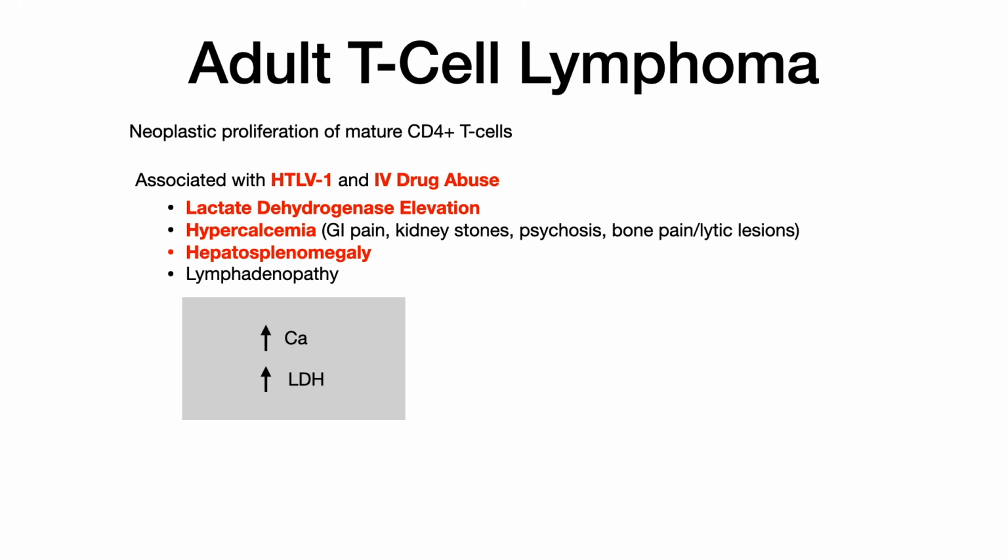On your exam, if the test writer is going to give you a vignette or a presentation with adult T-cell lymphoma, they'll give you either the HTLV-1 or a history of IV drug abuse, and then they'll give you some labs and clinical findings. The labs will be an elevated lactate dehydrogenase, elevated calcium level, and all the symptoms that come with that, hepatosplenomegaly, and of course, because we're dealing with lymphoma, likely they'll give you lymphadenopathy. So know the elevated calcium and the elevated LDH. Of course, know all of your symptoms of hypercalcemia, in particular, those lytic or punched out lesions.